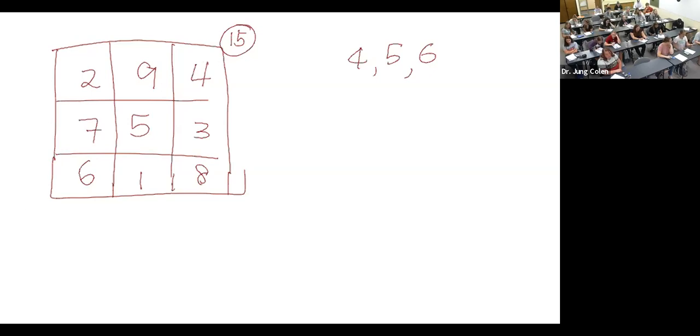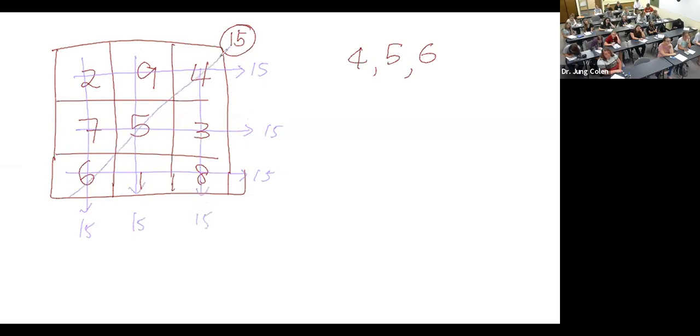Now let's check. We got 15 for everything. So this row, what is it? 15. This row? 15. This row? 15. This column? 15. This column? 15. This column? 15. We already got this diagonal. How about this diagonal? 2, 5, and 8. It is 15. So bingo, we got it. Maybe yours is a different arrangement, but I'm pretty sure all of them have 5 in the middle. So think about it like you are flipping them over.